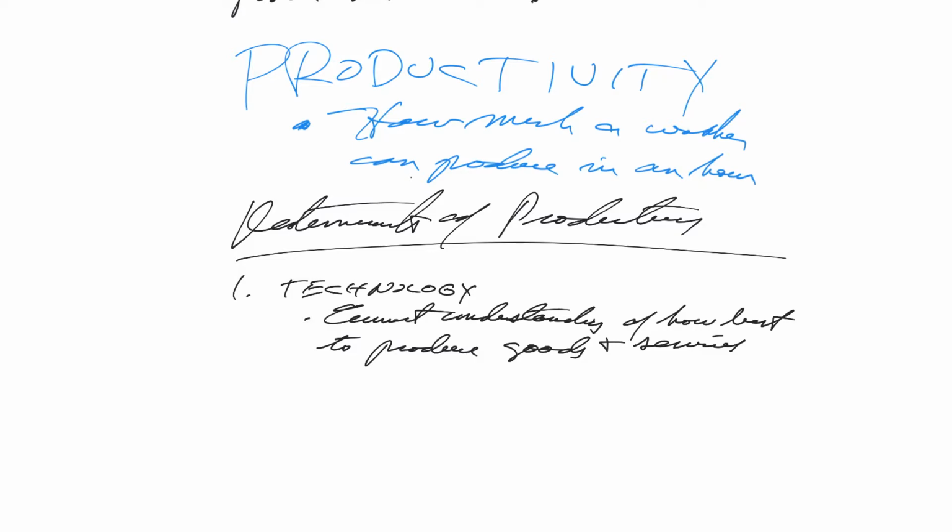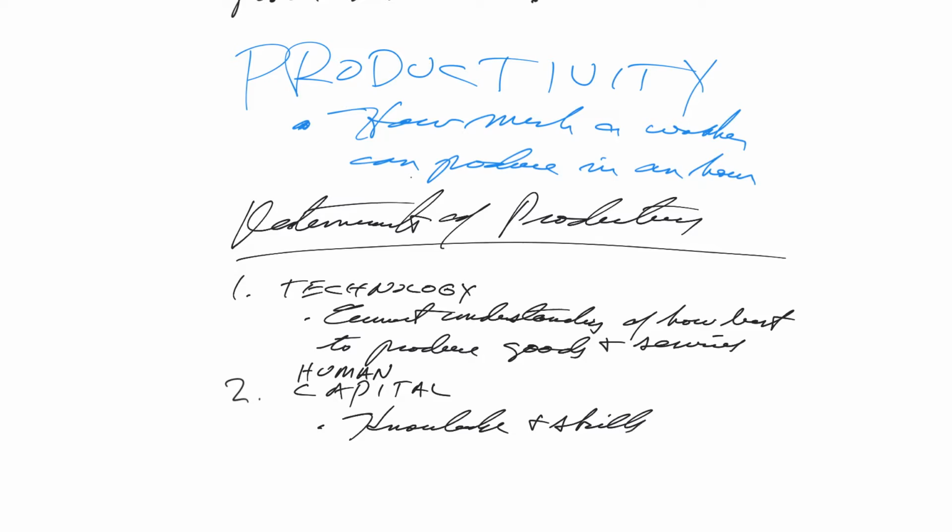Okay, well, capital. Well, there are different kinds of capital. Let's start with human capital. Human capital is simply the knowledge and skills workers acquire through education, training, and experience.